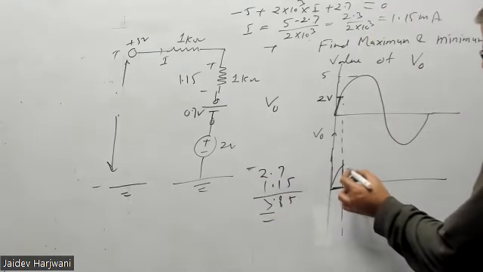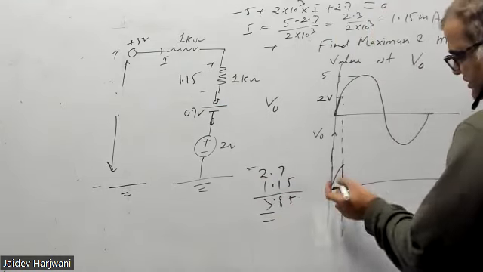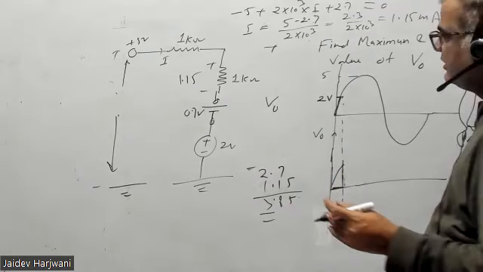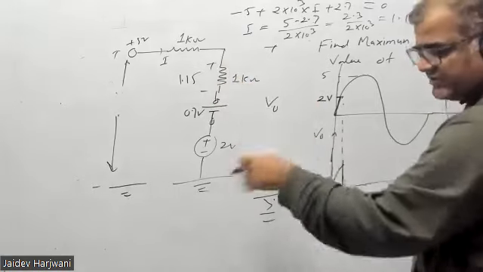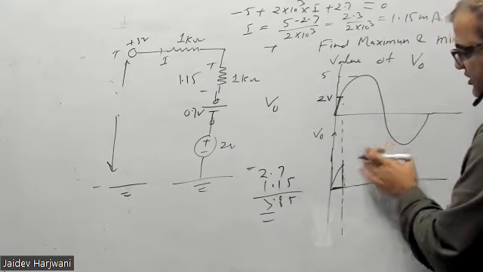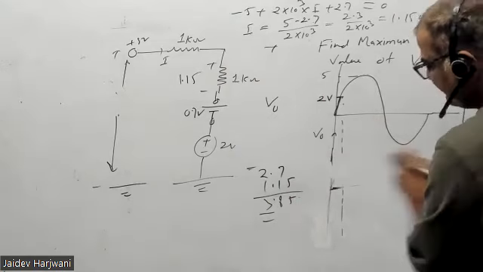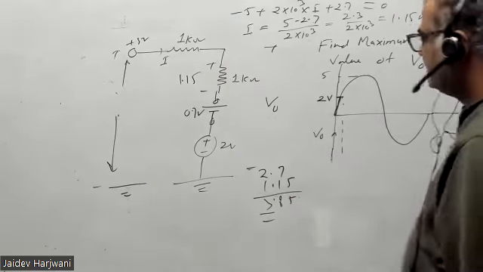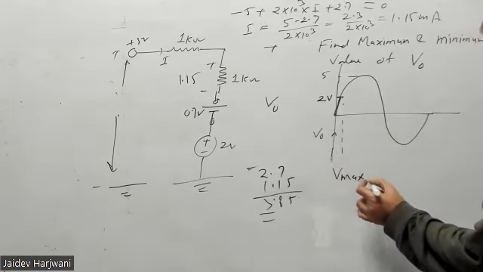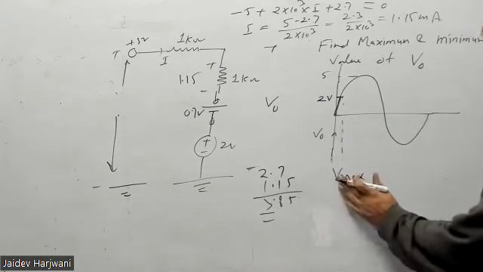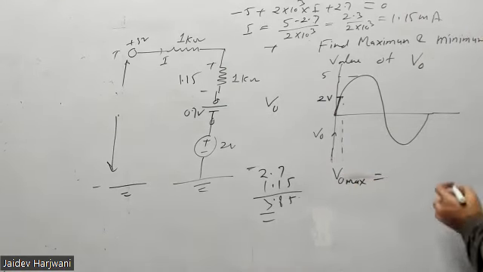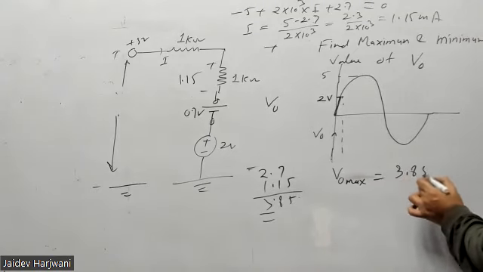3.85. Whenever it starts conducting, now we cannot plot this because I only take the maximum value. If it is 3 volt, then the current is different. If it is 4 volt, the current is different. If it is 5 volt, the current is different. But they are asking for the maximum value, so we cannot plot like this graph. So V output max for the positive cycle will come 3.85 volt.